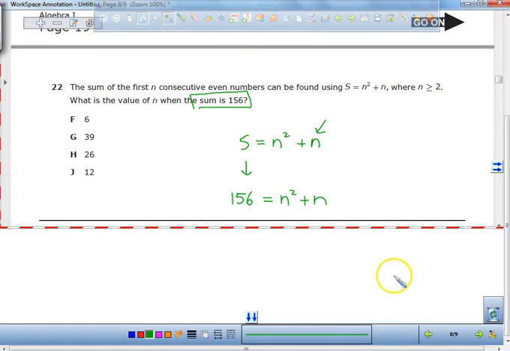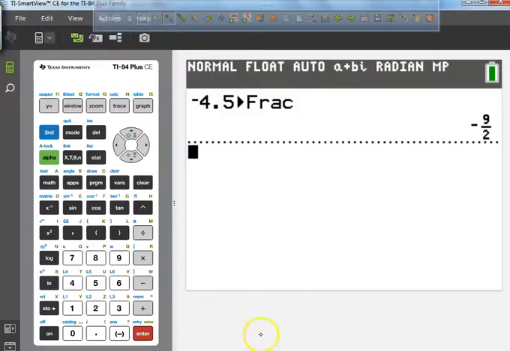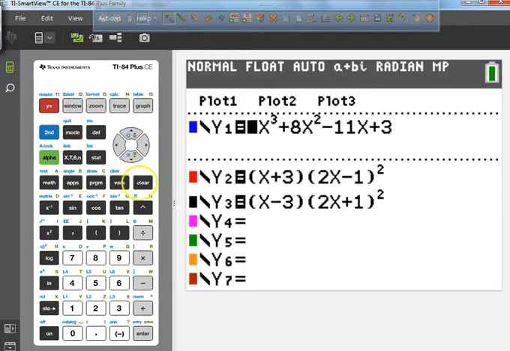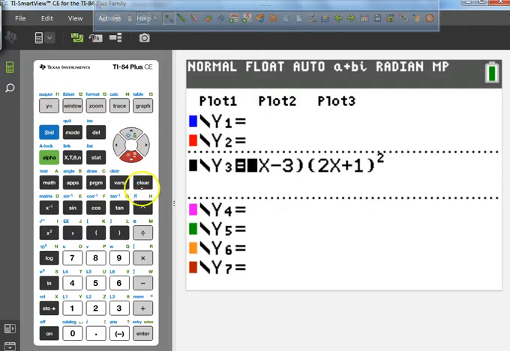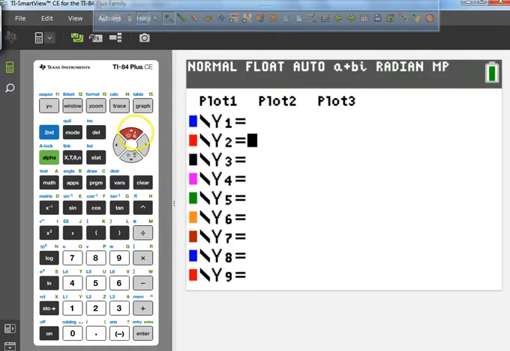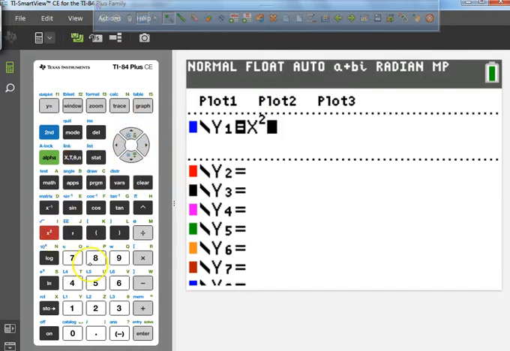Now there's lots of ways to do this. We could literally take all these numbers and plug them in, and whichever one gets us to 156 would be our answer. Let me show you how you can do it in the graphing calculator. Does the graphing calculator have n squares and n's? No, it has x's. So go to the graphing calculator, hit y equals, clear all my stuff out, and instead of n squared, type in x squared plus x.